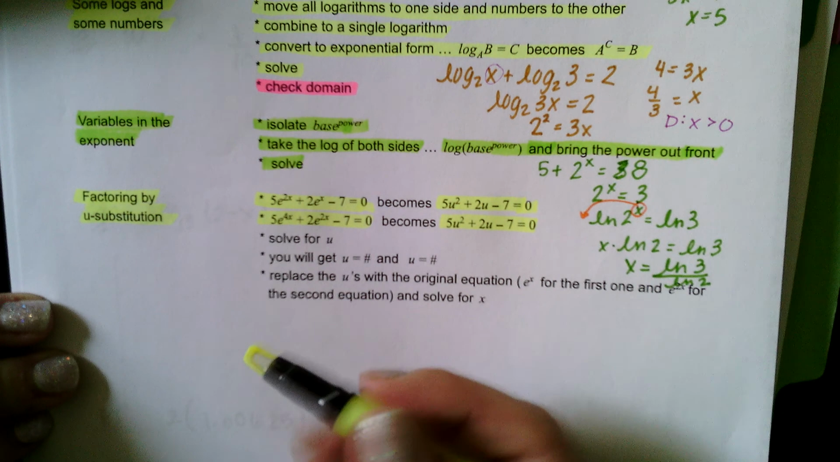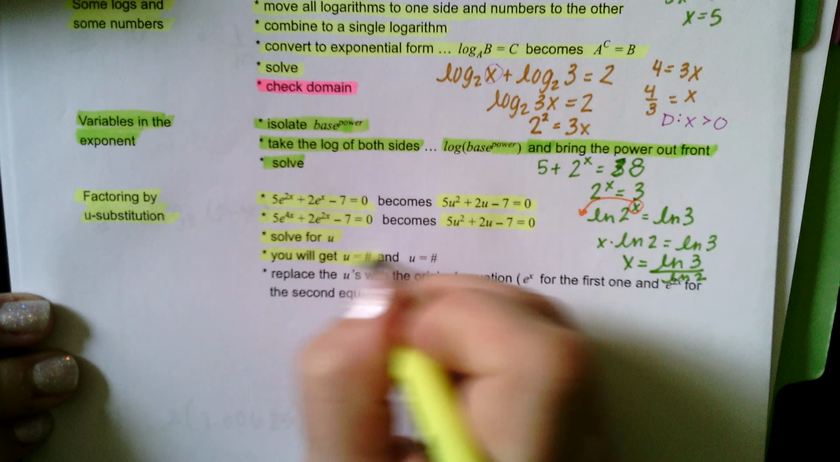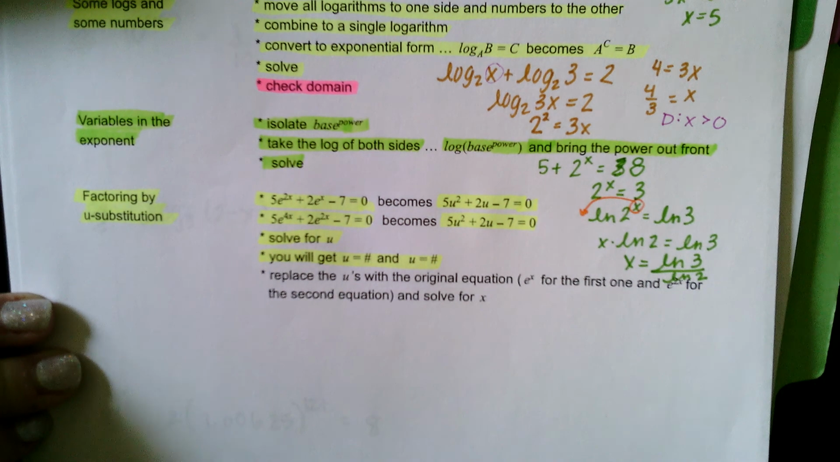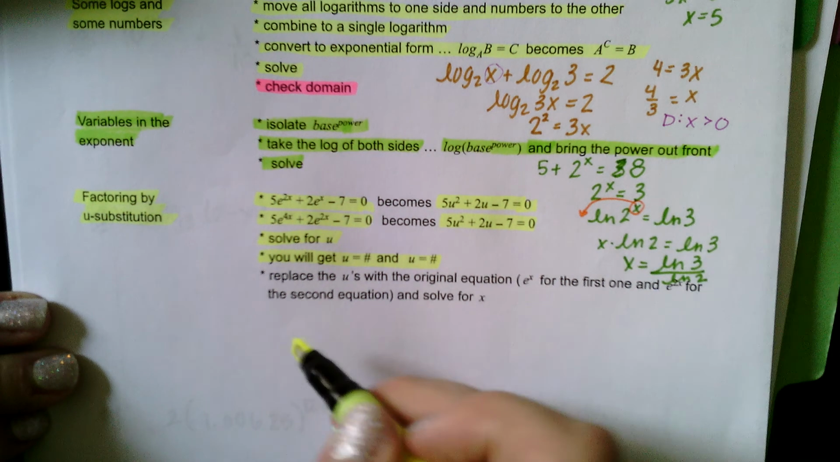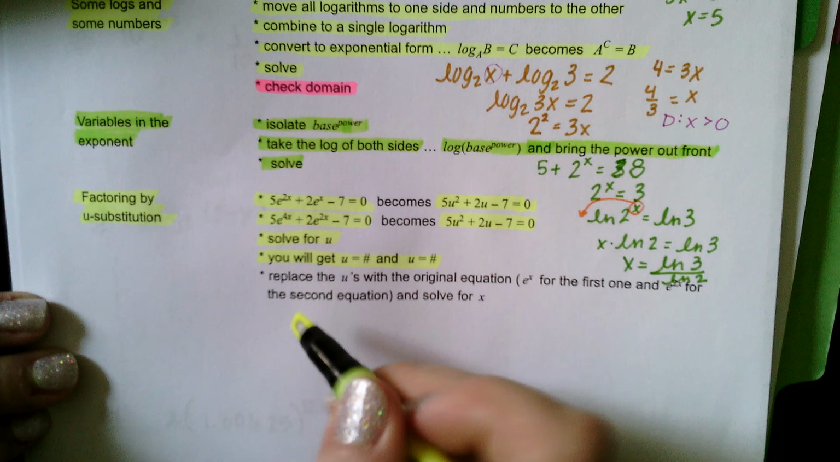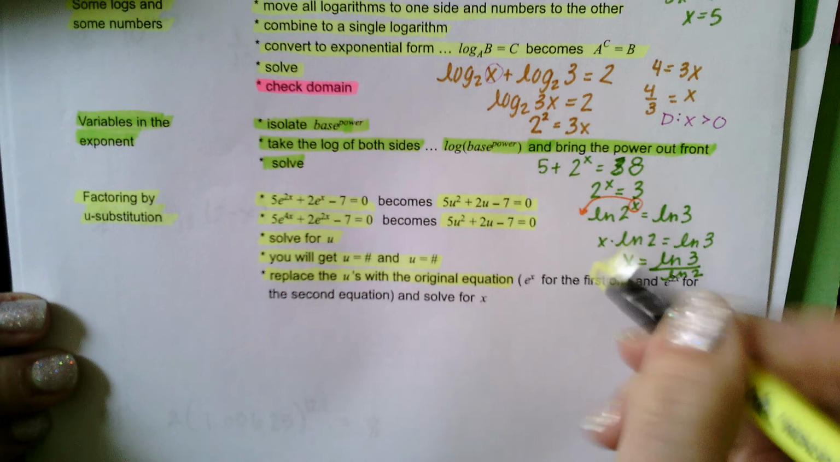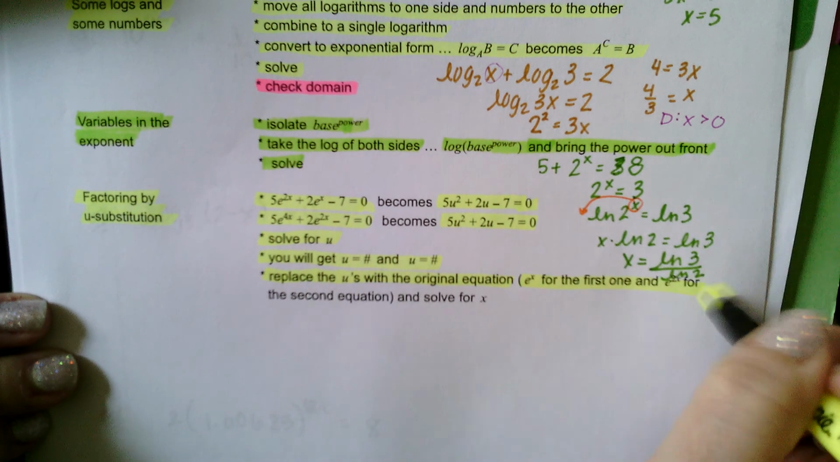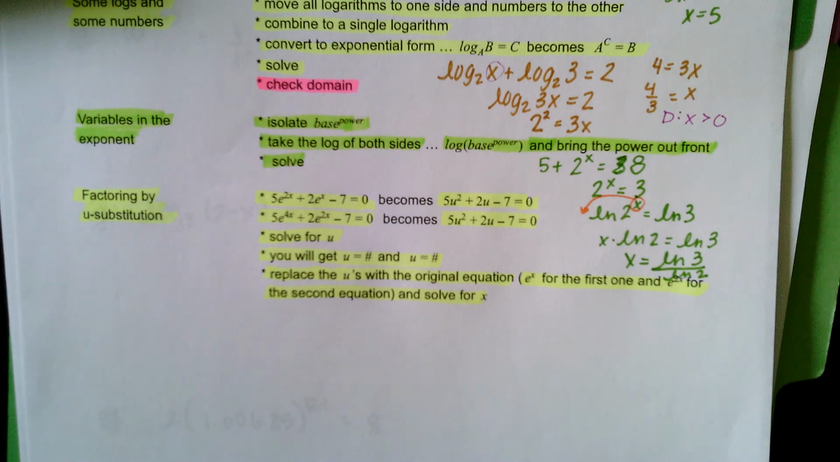So we make those substitutions, then we solve for u, and you're going to get one number for u or two numbers for u. But then we replace the u's with the original expression: e to the x for the first one and e to the 2x for the second equation, and solve for x. Okay, so what do I mean by that? That sounded a little confusing.